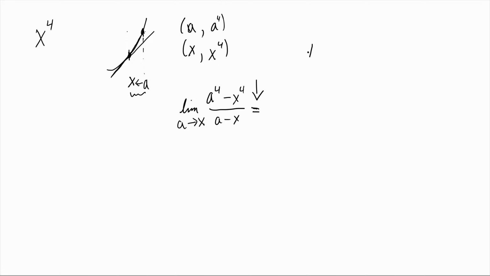We think about our powers of a. So we have a to the fourth, a cubed with a 0, a squared with a 0. These are the coefficients of the powers of a, writing out a synthetic division diagram. So 1 times a to the fourth, 0 times a cubed, 0 times a squared, 0 times a, and then the constant is negative x to the fourth, remembering x is a constant.